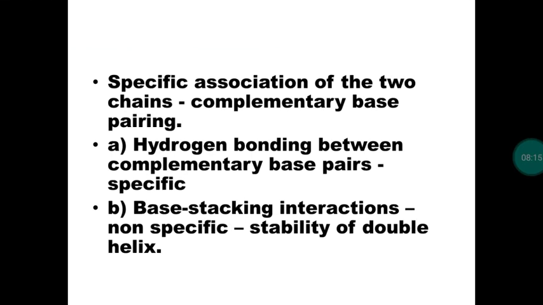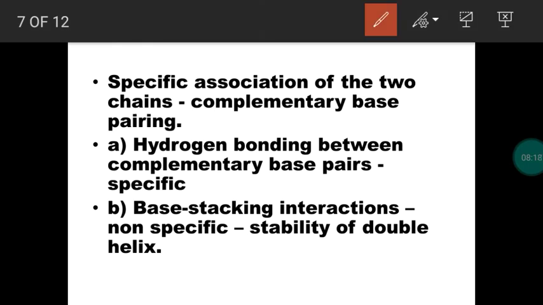Next, which is specific and which is non-specific? When we take a DNA, between the strands or between the stacking base pairs, what are the interactions? There are two interactions. One is hydrogen bonding, another one is base stacking interactions. And hydrogen bonding is highly specific in nature. So this specific association of two chains is called complementary base pairing. Hydrogen bonding will exist between the nitrogenous bases. We get base pairs, and this specific association of two chains is called complementary base pairing.